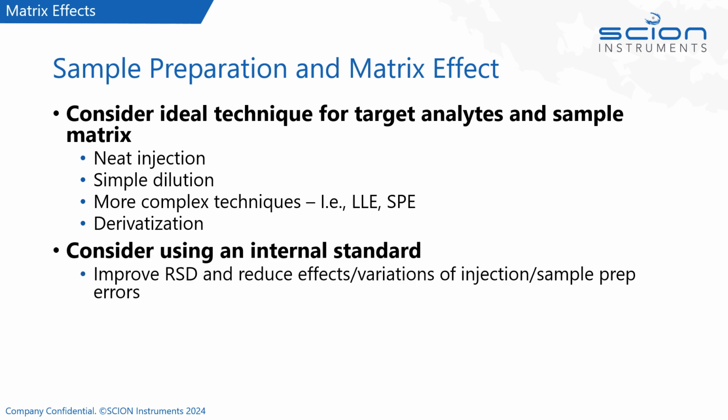Something else you can consider using is an internal standard. This is where you add a different compound to all your samples, and this is usually of a constant concentration throughout all of your samples. And then instead of using the peak areas of your target analytes to calculate your results, you will use what's known as the peak area ratio. So you're dividing the peak areas of your target analytes by the peak area of this internal standard.